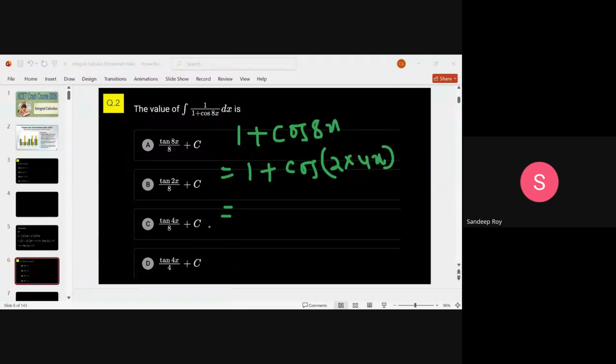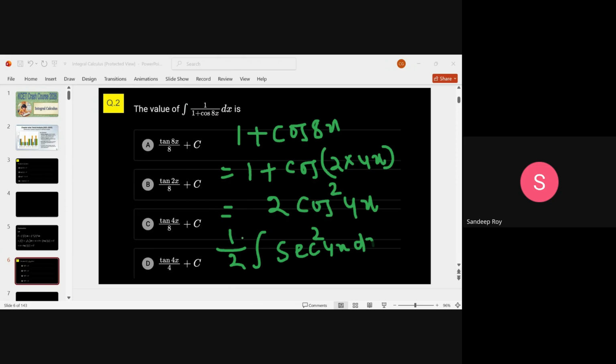That will be equal to twice of cos square 4x, correct? Then this will be the denominator simplified version. Then the integrand is 1 by 2 integration, and the cos square 4x will become secant square 4x. It will go to the numerator. Secant square 4x dx, right?